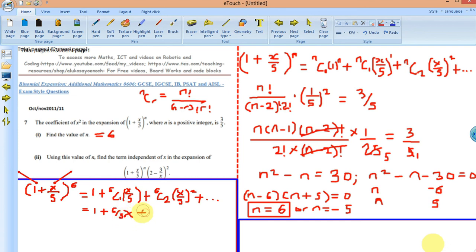Plus 6 combination 2, 6 combination 2 is 15. So this will be 15. Sorry about that. Yes, 15. 6 combination 2 is 15. 5 squared will be 25.